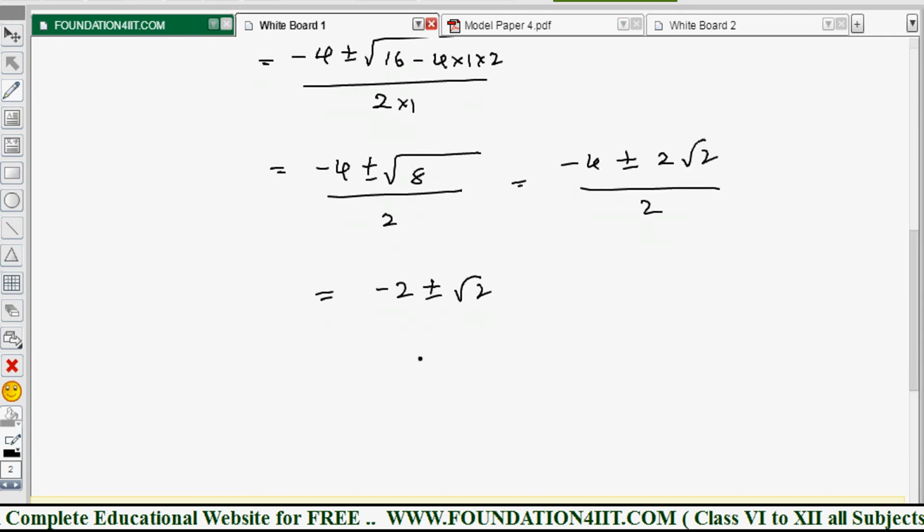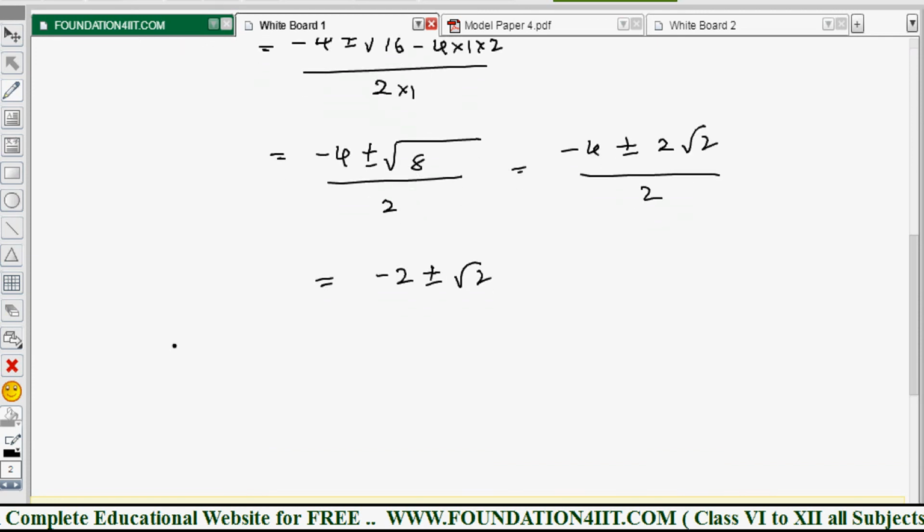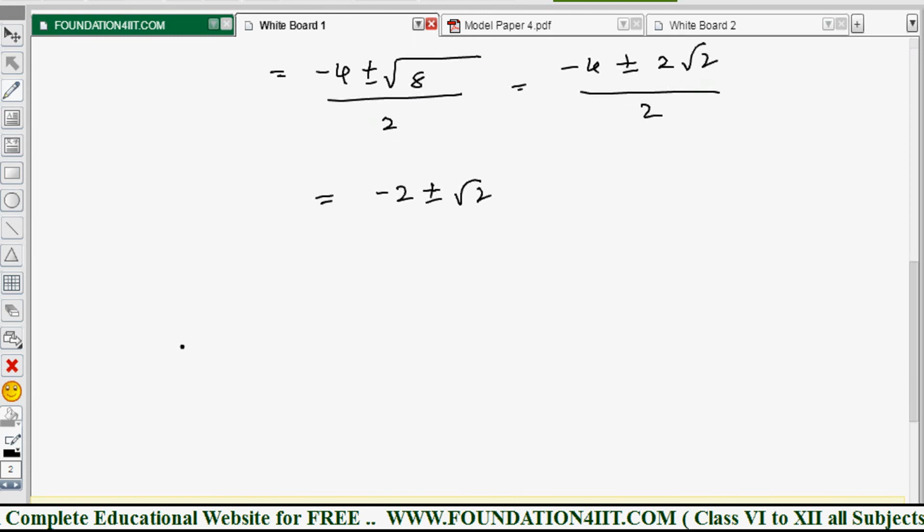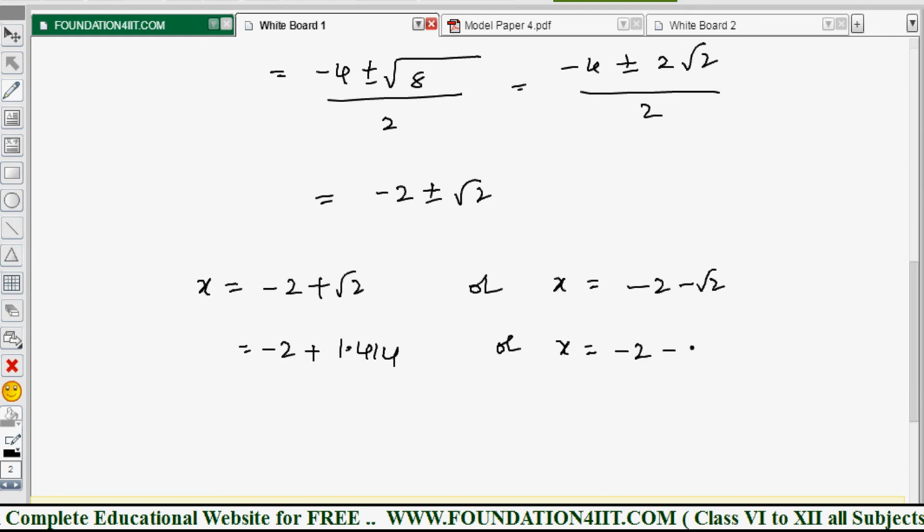Therefore, we take plus and minus both separately. Now let us take the plus one and the minus one. Then x is equal to minus 2 plus root 2, or x is equal to minus 2 minus root 2. The value of square root of 2 we know is 1.414, so x is equal to minus 2 plus 1.414, or x is equal to minus 2 minus 1.414.